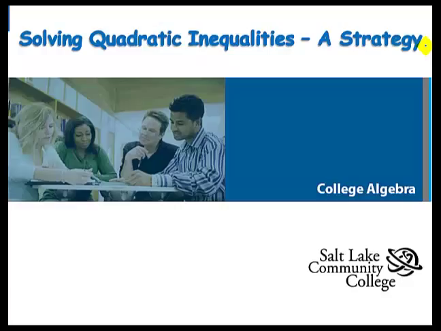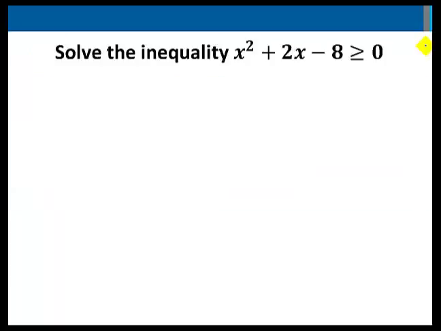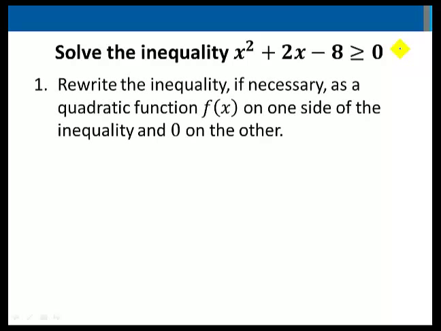In this lesson, we will look at a strategy for solving quadratic inequalities. Let's start by solving the inequality x squared plus 2x minus 8 is greater than or equal to 0. We will rewrite the inequality, if necessary, as a quadratic function f of x on one side of the inequality and 0 on the other. We already have 0 on one side of our inequality, so it isn't necessary to rewrite.